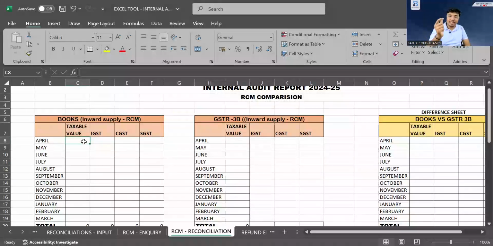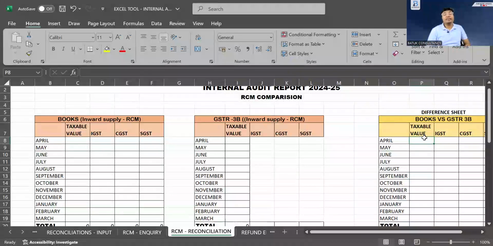If you generate the GSTR-3B on a monthly basis, you will easily find out the taxable value, IGST, CGST, SGST. In your GSTR-3B, as you have already booked the expenditure or the reverse charge mechanism liability, you just need to put it on a monthly basis and prepare the reconciliation. Through this reconciliation, you can gain an idea that the RCM declared in the books of accounts and the RCM declared in GSTR-3B are the same, because there should be no difference.